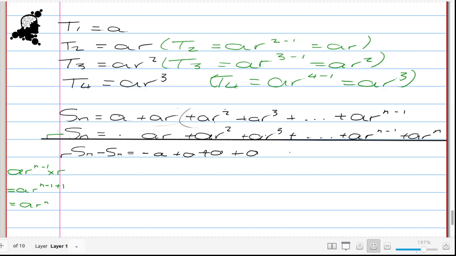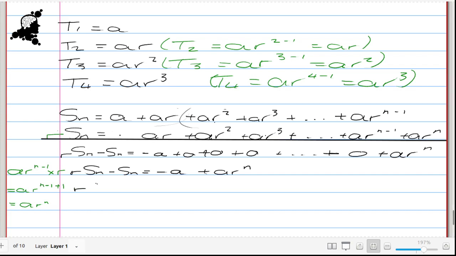Ar to the power, okay, let me first put the ellipsis here. Ar to the power n minus 1 minus ar to the power n minus 1. That was difficult to say. That's 0. Ar to the power n minus 0, that's going to give you ar to the power n. If I write this properly, I'm going to have rSn minus Sn is equals to negative a plus ar to the power n.